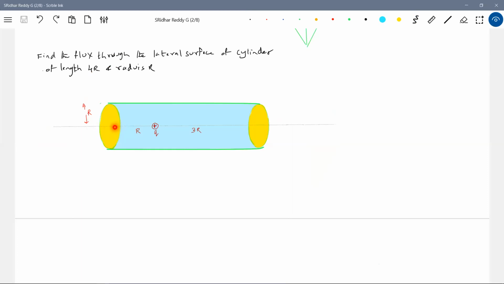One end, one face of the cylinder. It's a closed cylinder. So he's asking how much of the flux through this. What is the meaning of that? So the lines of force, how will they be?